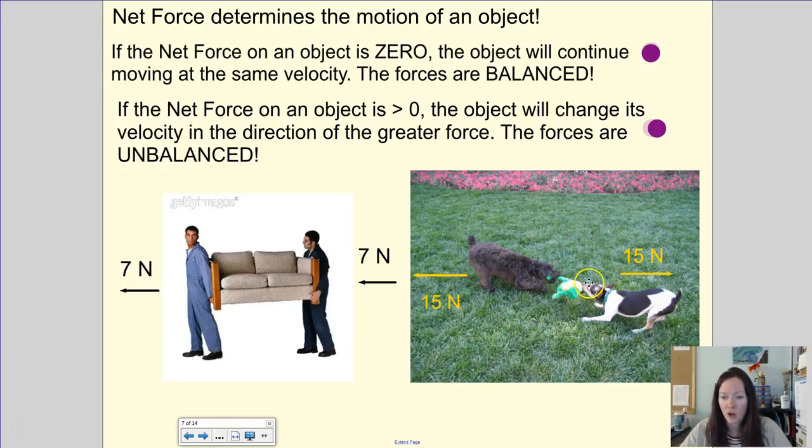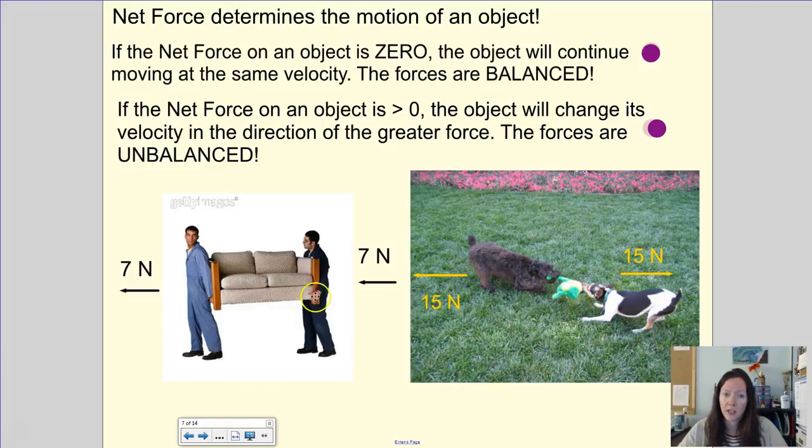Here we have two dogs playing tug of war with a little stuffed animal, and in this case the forces are pulling away from the object, but it doesn't matter because the arrows are still pointing in opposite directions, so you subtract the numbers. So here we have 15 minus 15 gives you a net force of 0. That means the stuffed animal is going to keep doing what it's doing. It's basically going to stay. They're at a standstill in their tug of war.